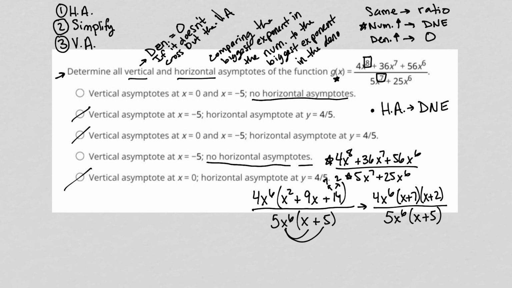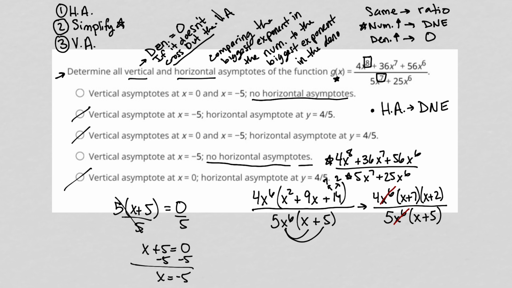So here's where I'm looking to see, can I cross anything out? It's part of my simplify step. Is there anything I can cross out? Well, there absolutely is. I could cross out this x to the 6th power. So that's gone and that's gone. And with what's left over, I can now find my vertical asymptote by setting what's left over in the denominator, this 5 parentheses x plus 5, equal to 0. I can divide both sides by 5. So I have x plus 5 equals 0. And then I can subtract 5 from both sides, and I get x equals negative 5.